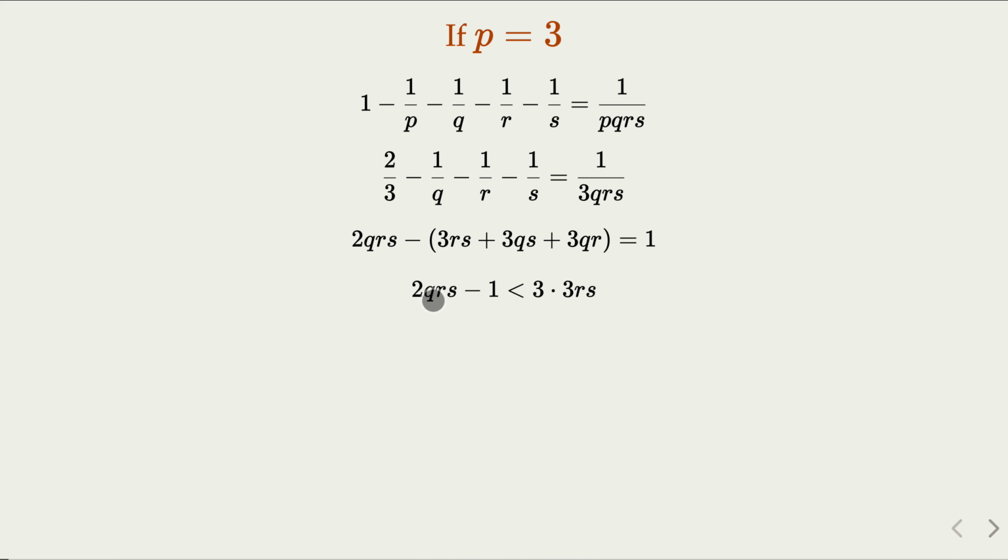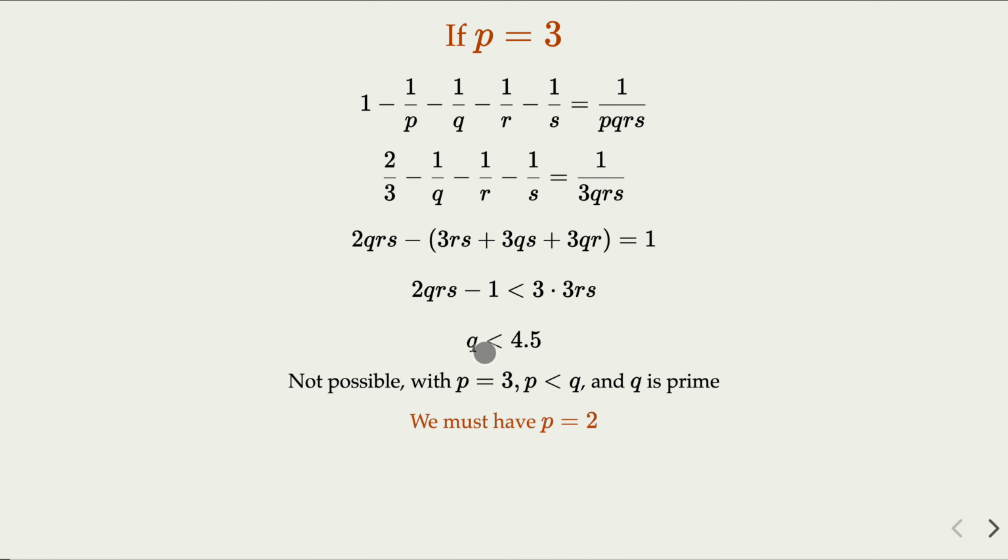Okay, so which means similar argument. Now Q here must be less than 9 divided by 2, which is 4.5, and Q is a prime number. P is 3, Q is a prime number greater than 3. That's not possible considering that P has to be smaller than Q, right? Q is a prime number, so there's no solution. That means P cannot be 3. We must have P equal 2.